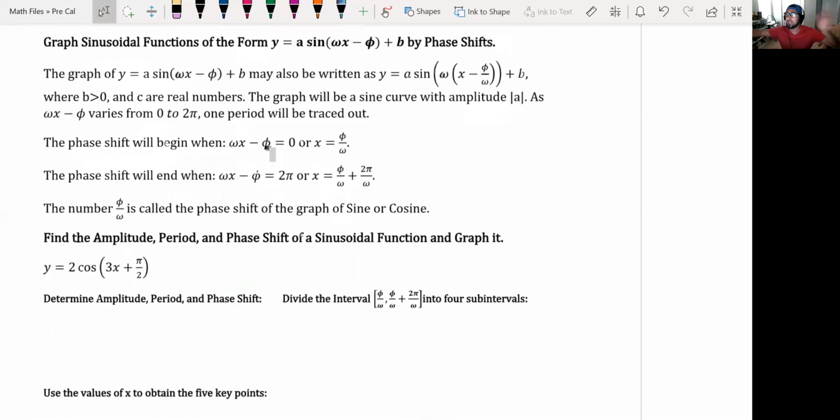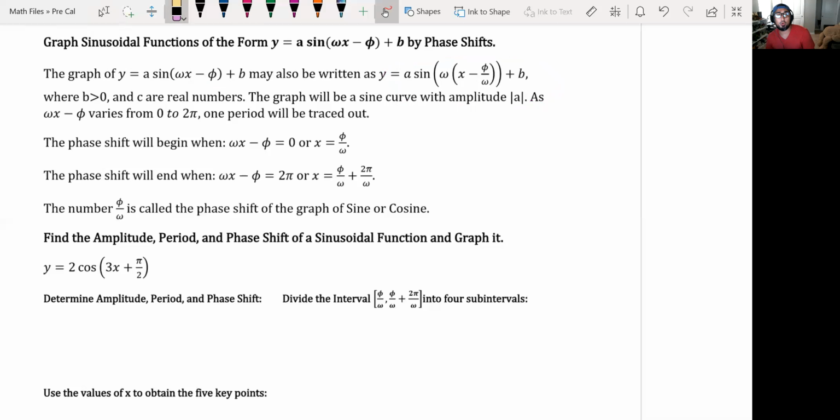Now, if you absolutely hate transformations, then again, key points are here to the rescue. So it says the graph of y equals a sine of omega x minus phi plus b may also be written as, like I told you, you can factor out that omega. That's what we do here. We take this omega out and we end up with this newly manipulated trig function, where it's omega times x minus phi over omega, which is what we've done in the last 2 examples, just with less complicated looking symbols.